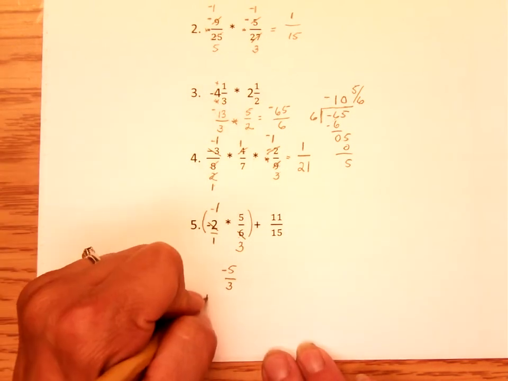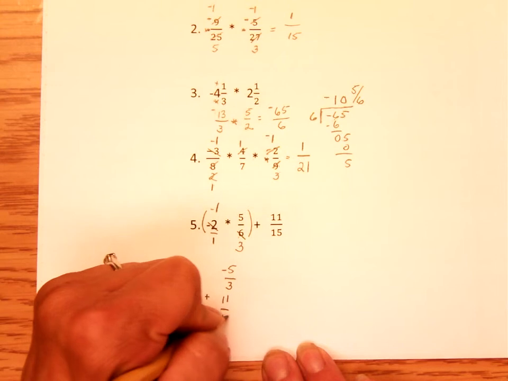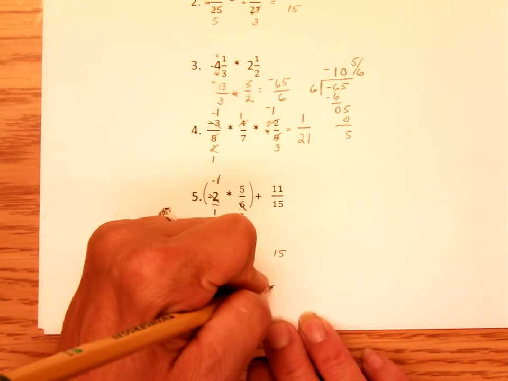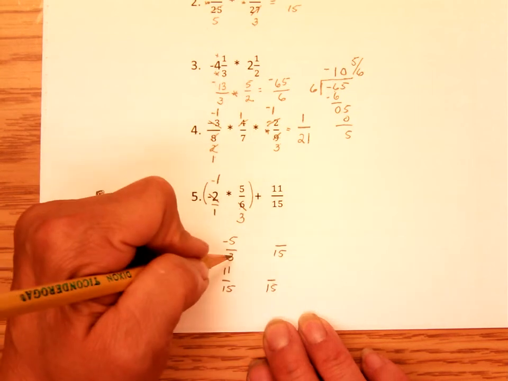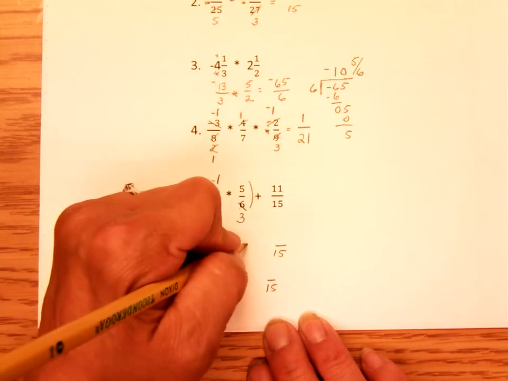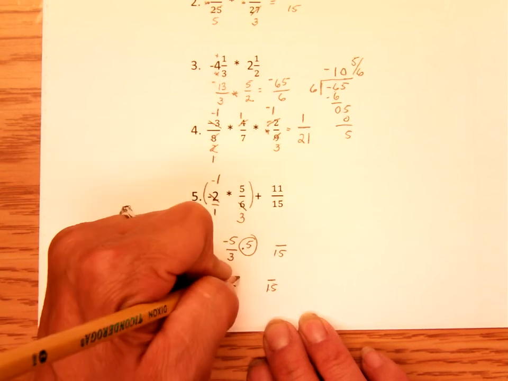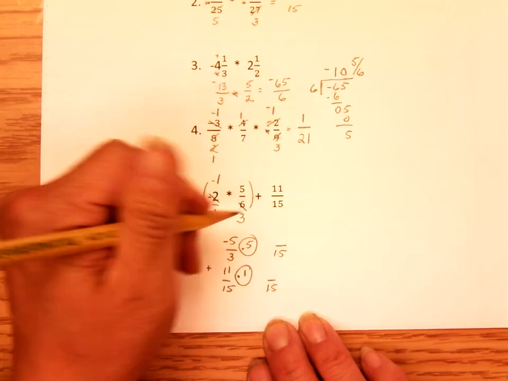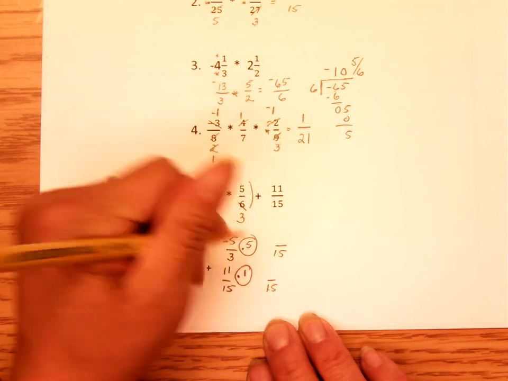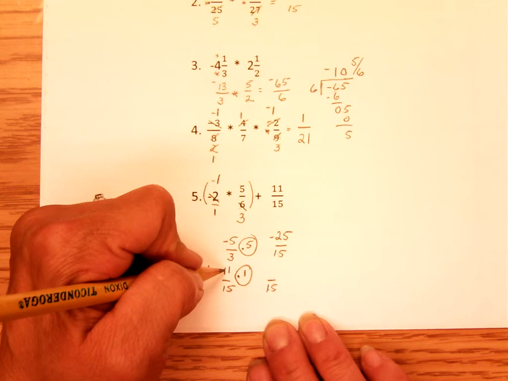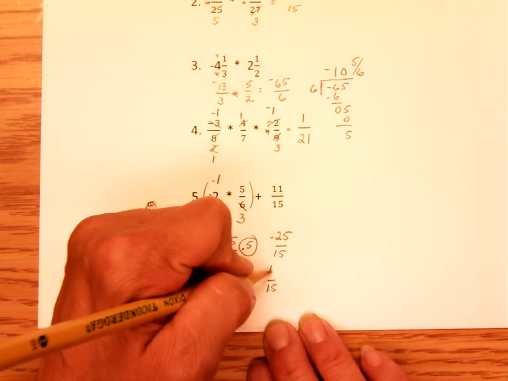Okay, plus 11 fifteenths. Now you've got to find your common denominator. So the common denominator is 15. 3 goes into 15 5 times, so you're going to multiply it by 5. 15 goes into 15 1 time, multiplied by 1. Negative 5 times 5 is negative 25, and 11 times 1 is 11.